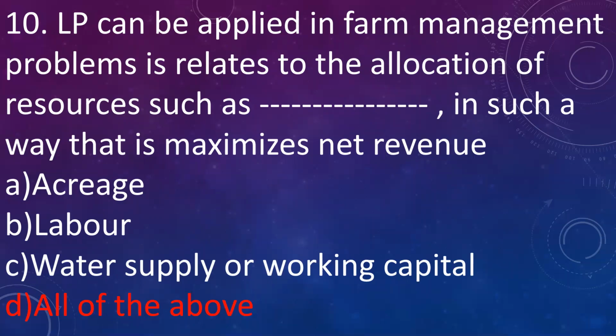Answer is all of the above, because it can be applied for acreage, that is which crop should be cultivated for how much area. Labor, allocation of labor for different enterprises or different crops. Then water supply and working capital, how much water supply should be provided and in what pattern. All can be calculated by using linear programming. These are the applications of linear programming.